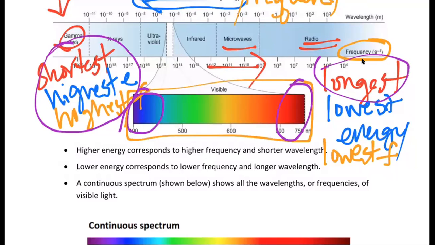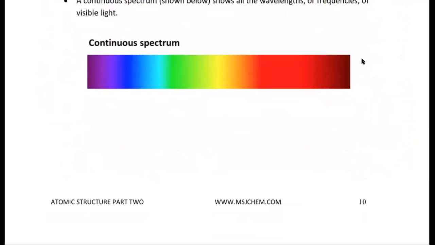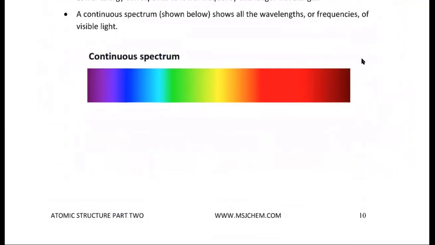So we need to know kind of the whole thing from gamma rays to radio waves, but then within that visible spectrum from the red to the violet, we need to know kind of which ones have higher energy and frequency, lower energy and frequency, and which ones have longer and shorter wavelengths, because that's going to be important for later on. So the next thing here is there's a continuous spectrum, and then there's things called line spectra, and we're going to look at two different types of those.